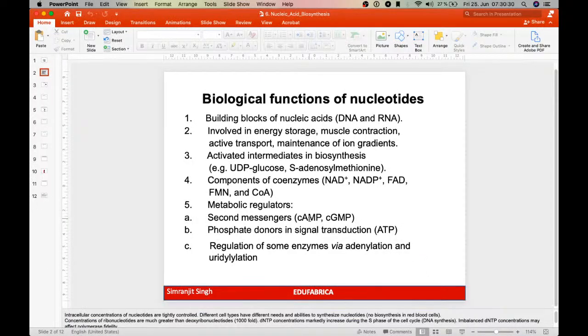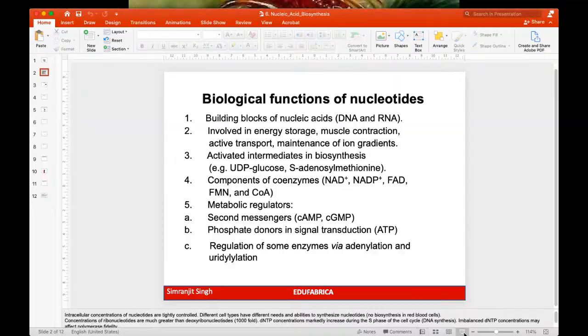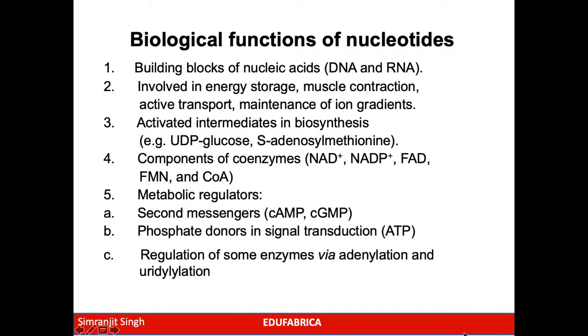The intracellular concentrations of these nucleotides are very tightly controlled. Different cell types have different needs and abilities to synthesize nucleotides, and the concentration of ribonucleotides is much greater than that of deoxyribonucleotides, about 10,000 times more. The dNTP concentration markedly increases during the S phase of the cell cycle. An imbalance of dNTP concentration may also affect polymerase fidelity. So indeed they are quite important.